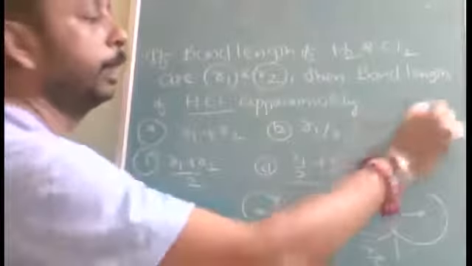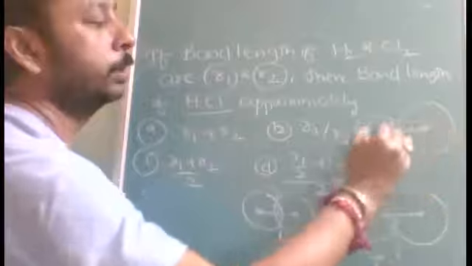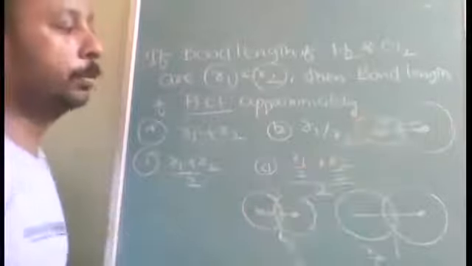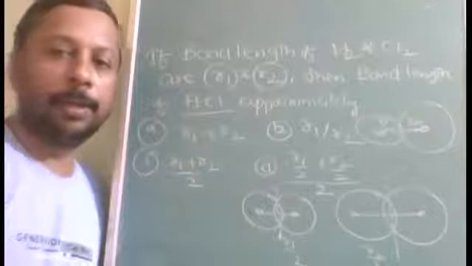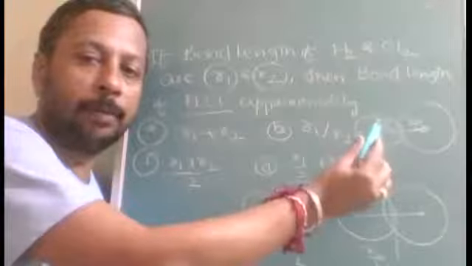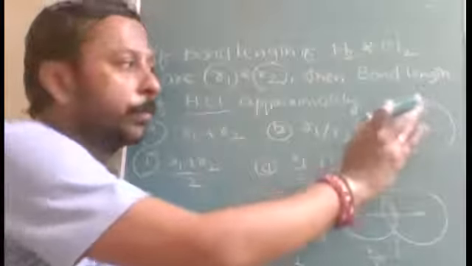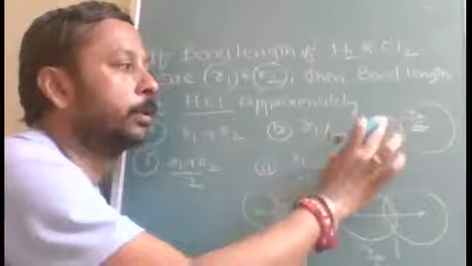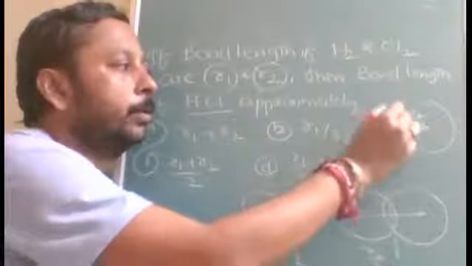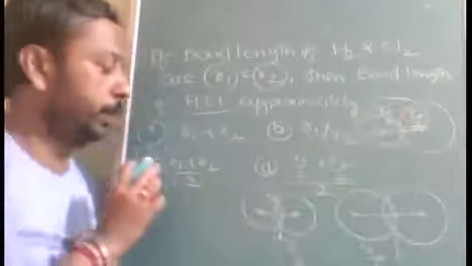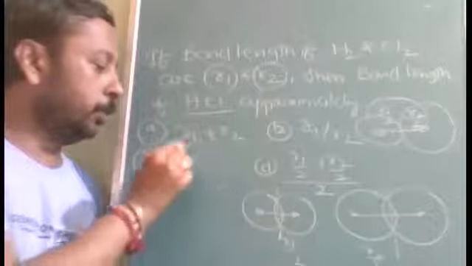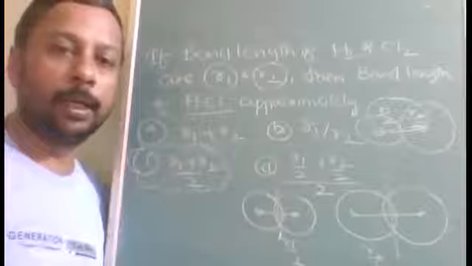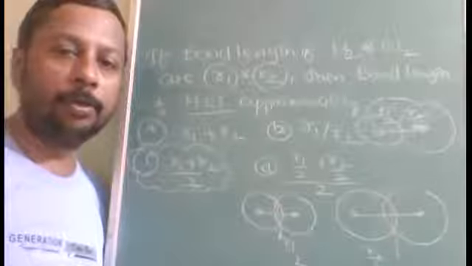So when they combine with each other, this is the distance you want. So this is R2 by 2, this is R1 by 2. So the total bond length we want is R1 by 2 plus R2 by 2. What is this? R2 by 2. And what is this? R1 by 2. So total bond length will be R1 by 2 plus R2 by 2, that is (R1 plus R2) by 2. Okay. So the correct answer to this question is option C.